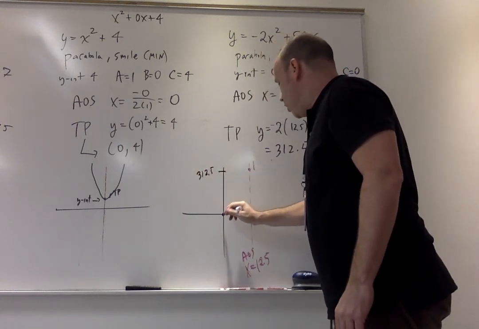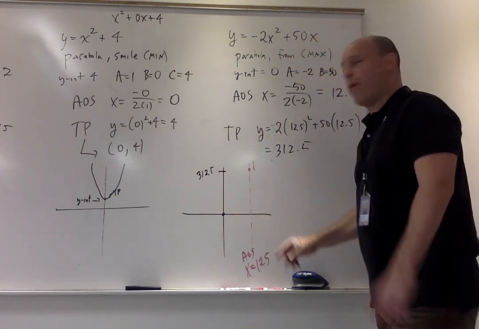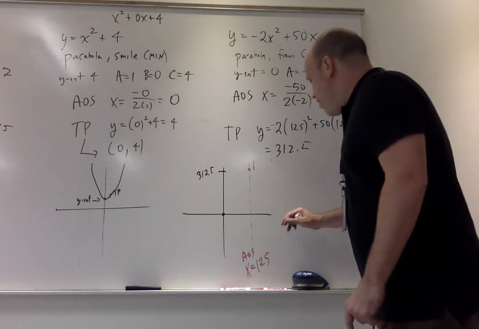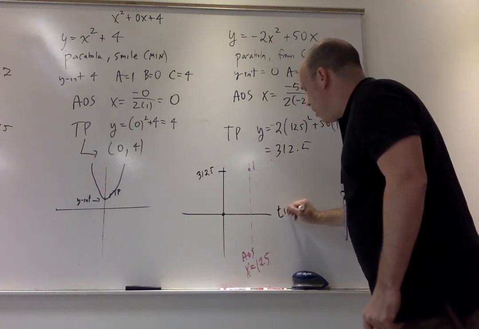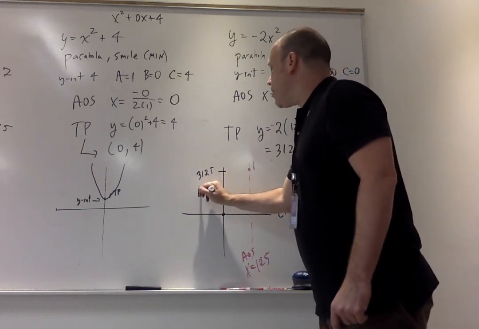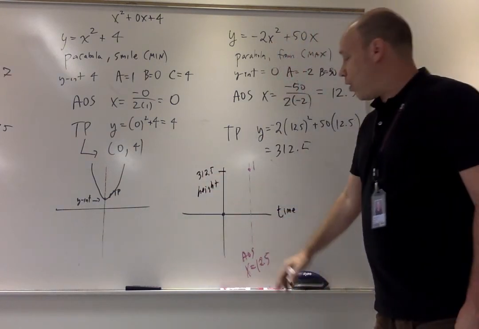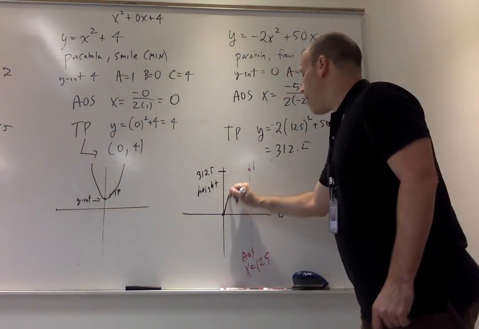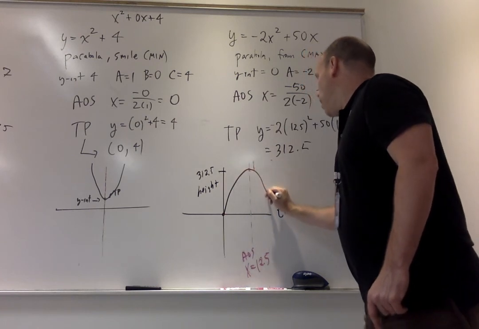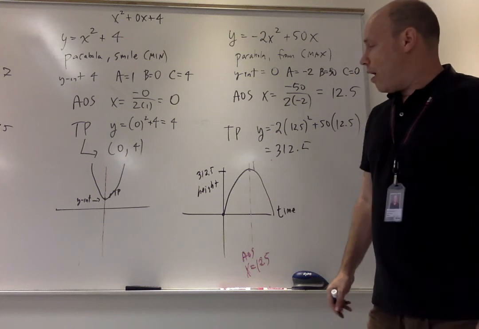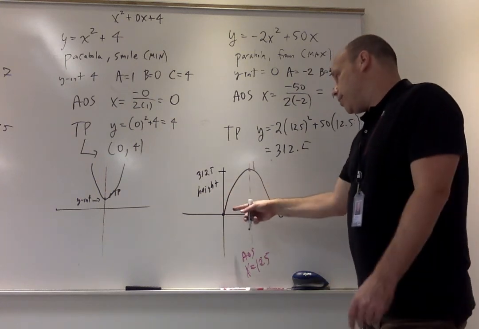So I know my parabola looks like this, but I'm going to start at 0 because I want you to imagine that this is time and this is height. So I'm going to start at 0, 0, go up to my max and come down, and I'm going to stop there.